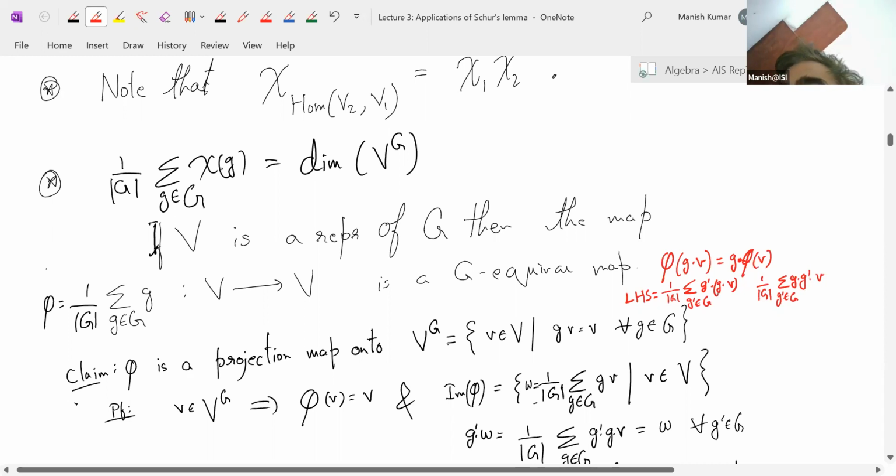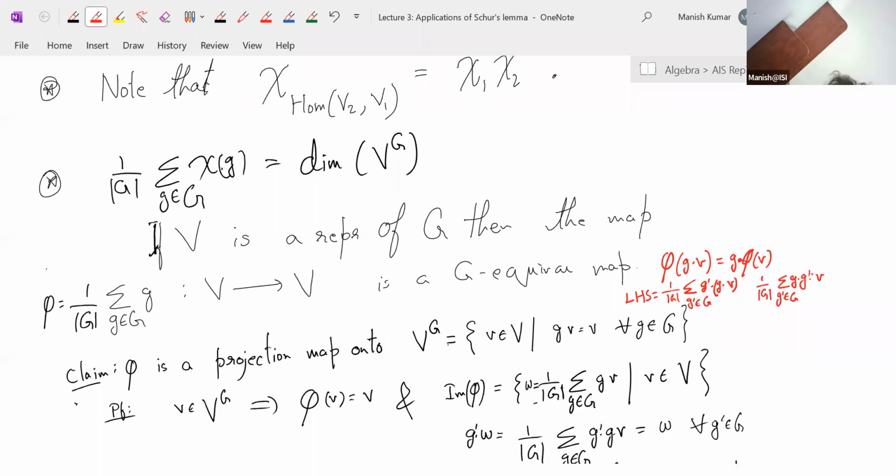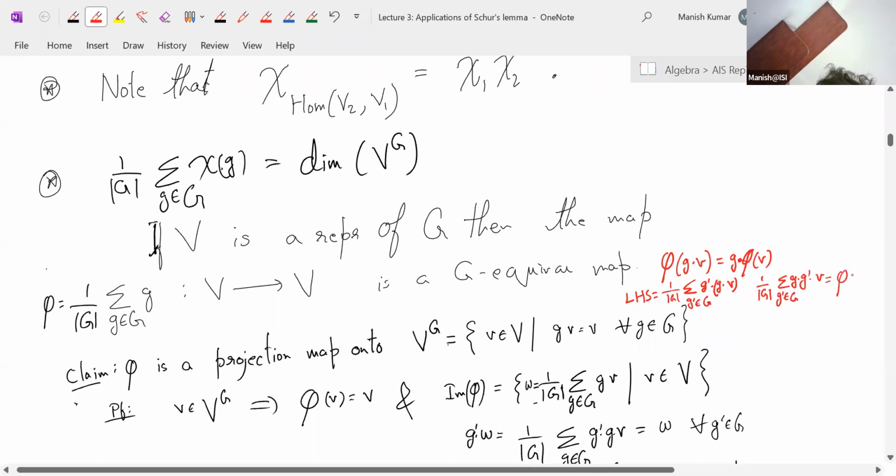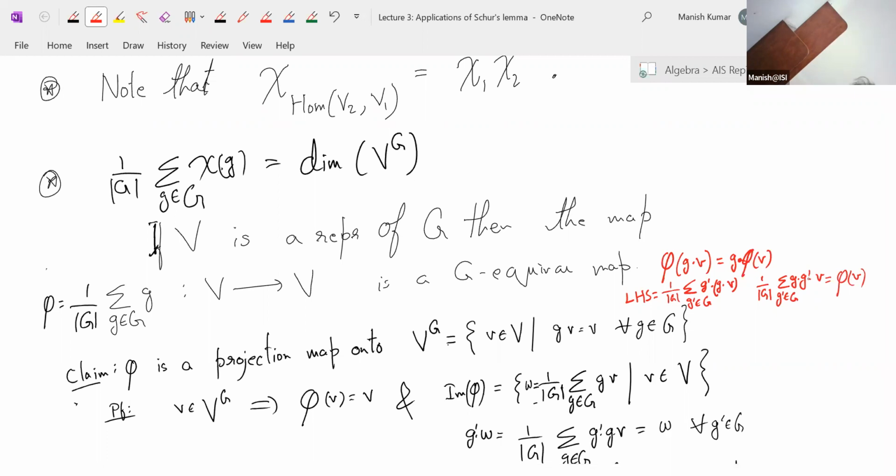I mean, G prime dot G may not be equal to G dot G prime, but when you sum over all values of G prime, that sum is basically a sum over all elements of the group. So this is in fact the same as phi V, nothing more. So you can replace G dot G prime by G prime itself. So it is G equivariant.